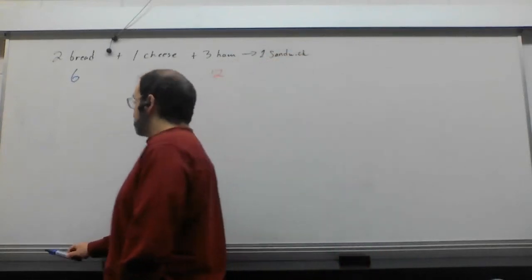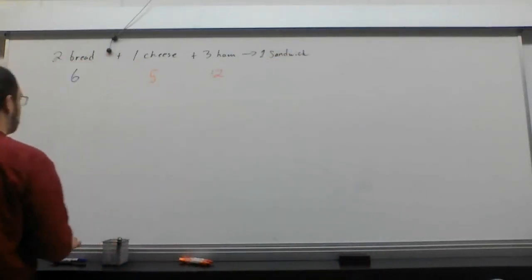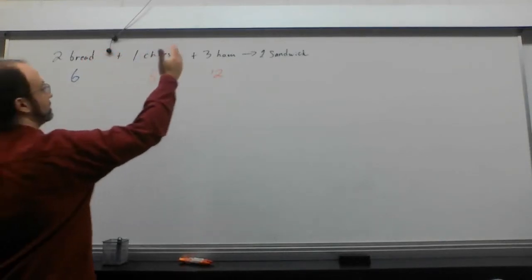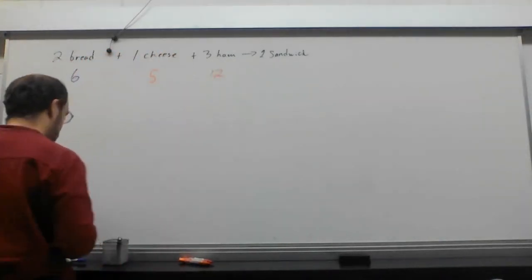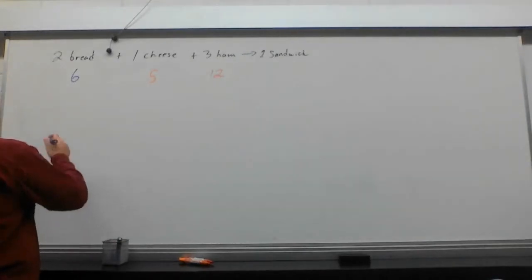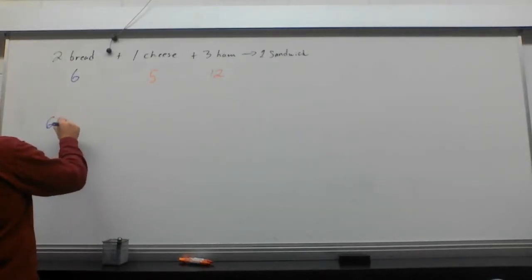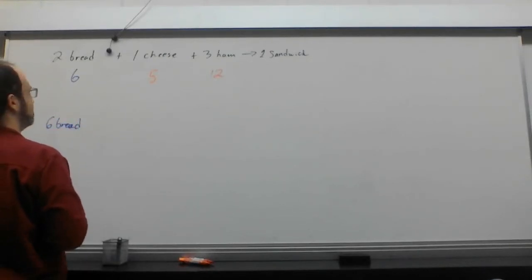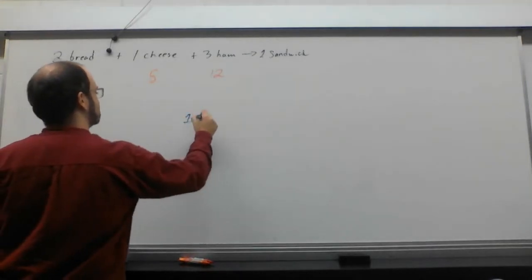Well, one of the ways that we could try to solve this is that we could just simply work out how many sandwiches we can make with each of the different ingredients. So, for example, I have 6 bread. There we go. 6 bread. I want to make 1 sandwich.